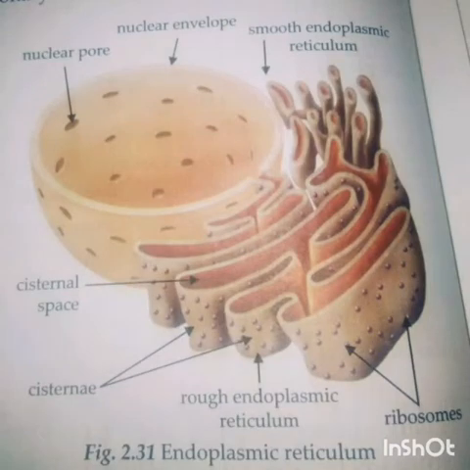Next, endoplasmic reticulum. In the structure of the endoplasmic reticulum, at the top is the smooth endoplasmic reticulum, and on the left side in the middle is the nuclear envelope, then on the left side the nuclear pore. Here are the cisternal space and cisternae. Next, the rough endoplasmic reticulum with ribosomes.